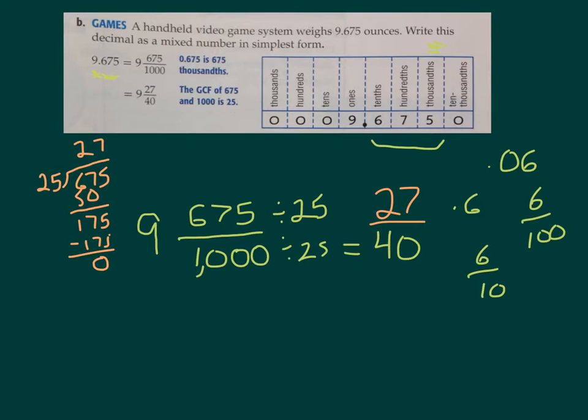Or you could just divide it out and figure that out. So now I have my simplest form of that. So I have 9 and 27 40ths would be that decimal number in simplest form.